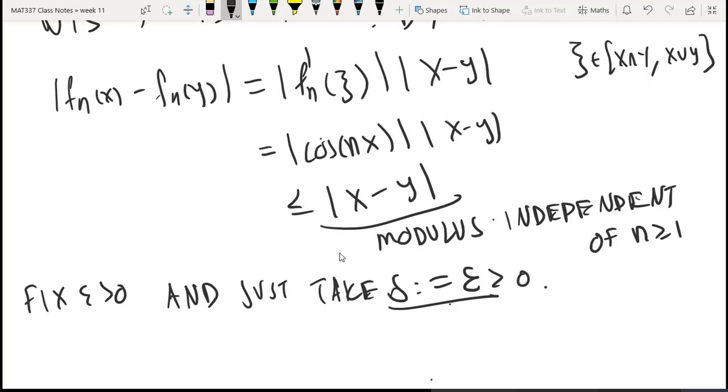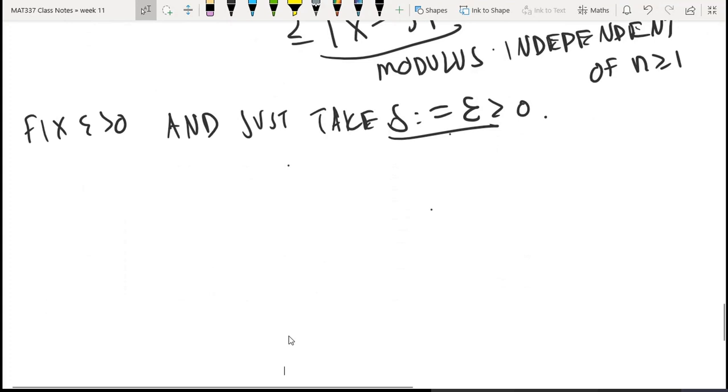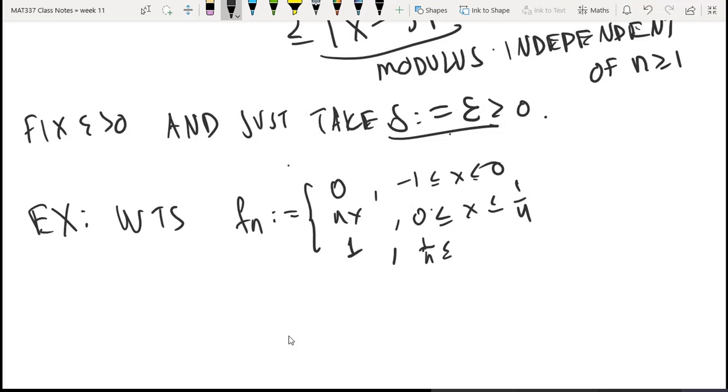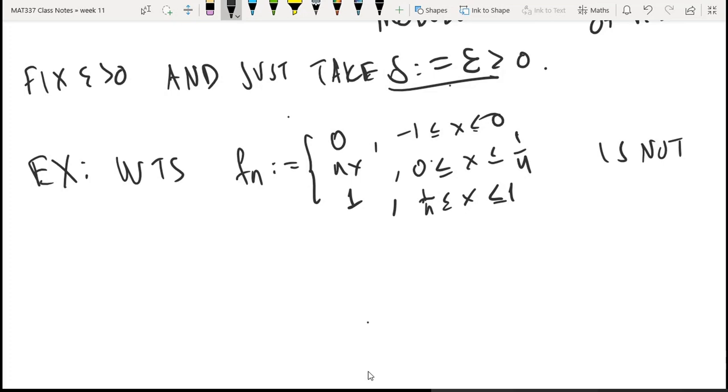Let me say why the original example is not equicontinuous, just to finish the circle here. We want to show that F_n, which was 0 and x, is not equicontinuous, so you don't have compactness. So 1 over n. I want to show that this family is not pointwise equicontinuous, and so not even uniformly. How do we do this?